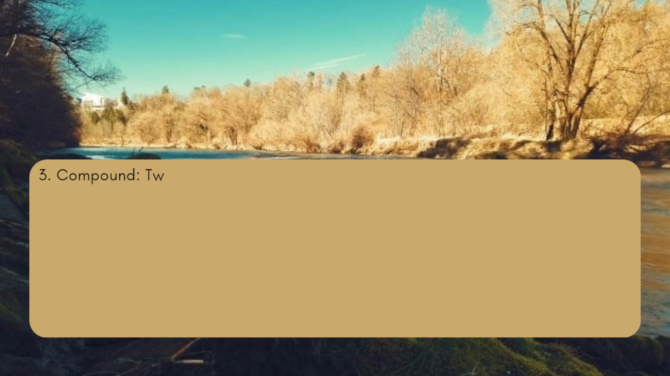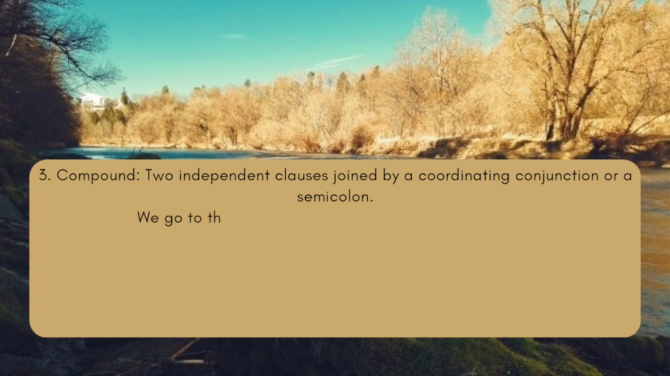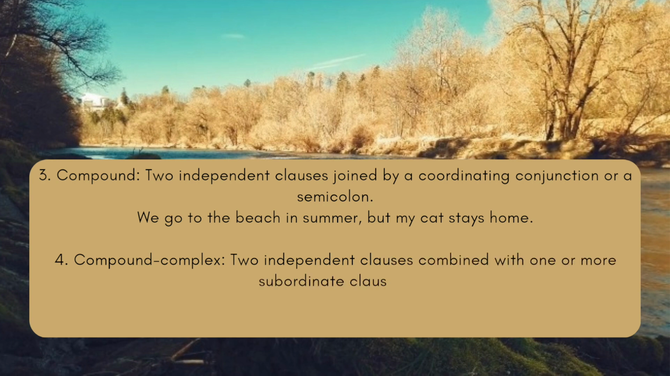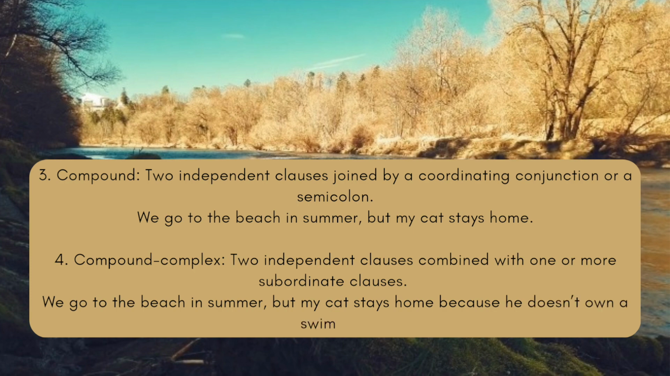Third is compound. Two independent clauses joined by a coordinating conjunction or a semicolon. We go to the beach in summer, but my cat stays home. Fourth, compound-complex. Two independent clauses combined with one or more subordinate clauses. We go to the beach in summer, but my cat stays home because he doesn't own a swimsuit.